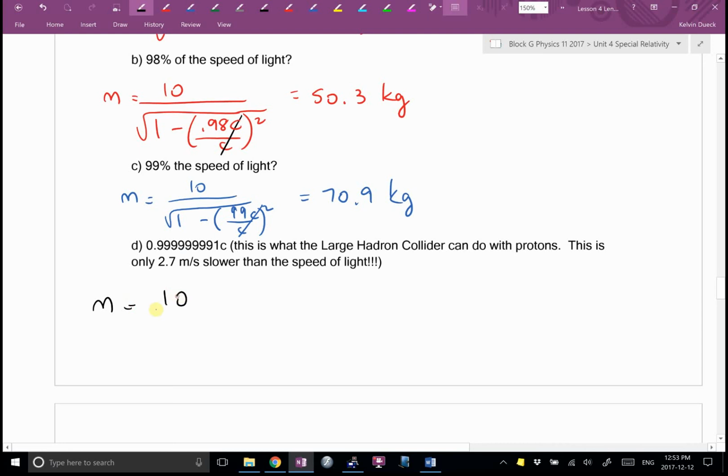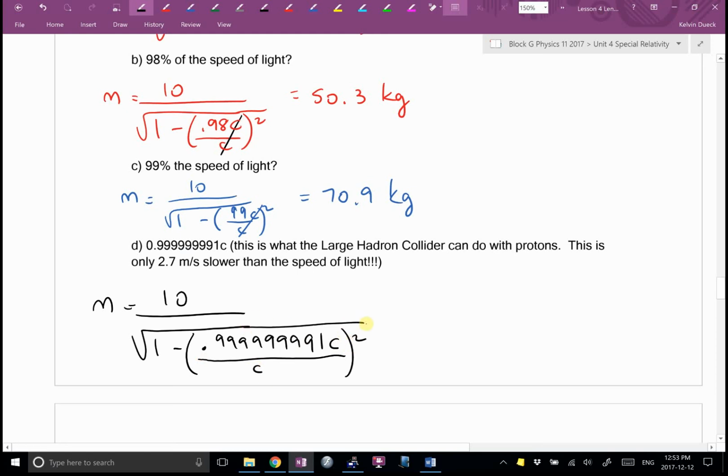What will this 10 kilogram mass become? 1 minus 0.99999999 and then a 1, that's 8 nines and then a 1, c over c all squared. Come on, you want to type this in. Have you already, Ibrahim? It's a pretty staggering answer. More than 1,000 kilograms? More than 10,000 kilograms? More than 50,000 kilograms? It's in the 70s, yeah? You get 74,535.6. You get a lot.